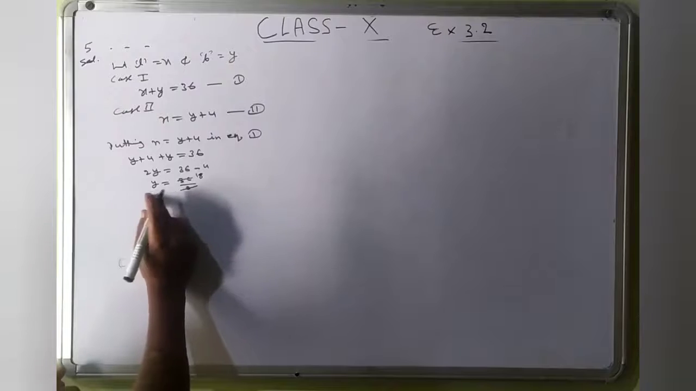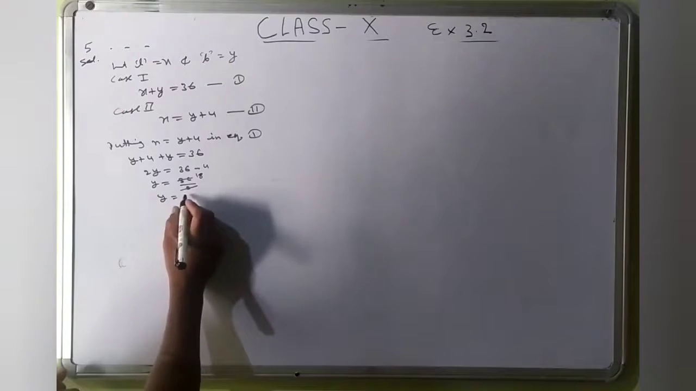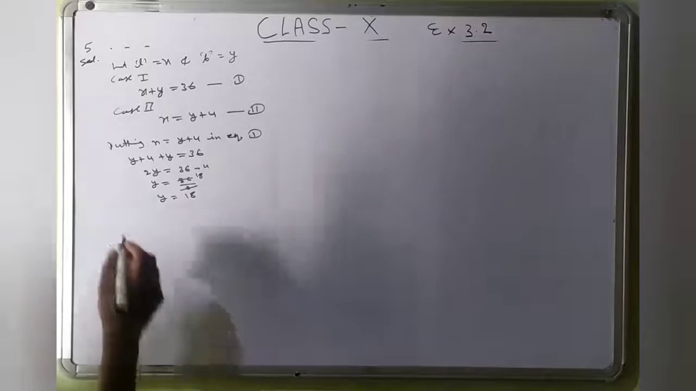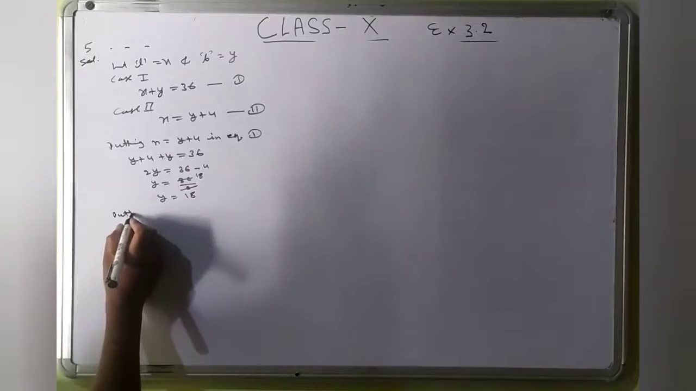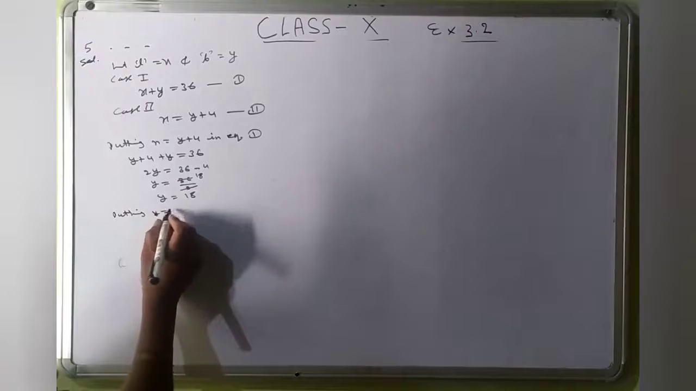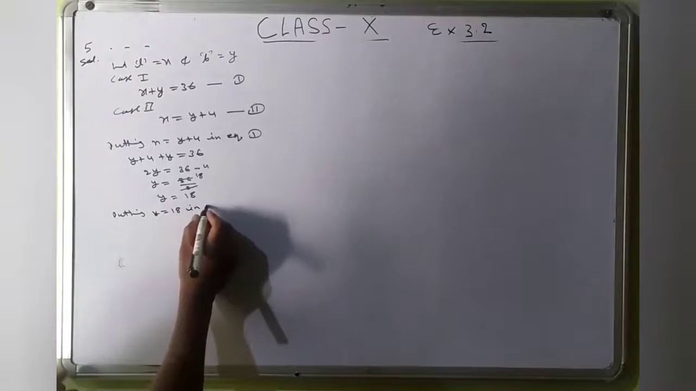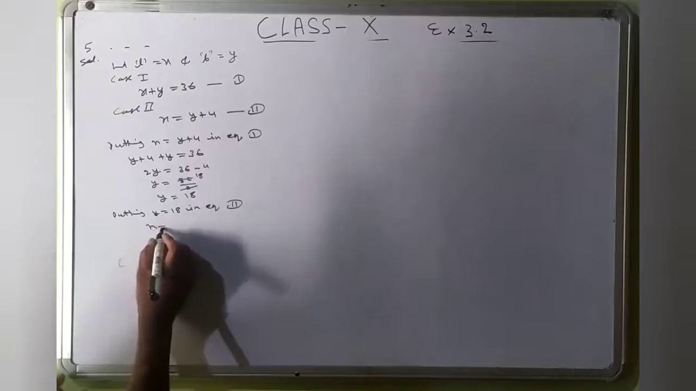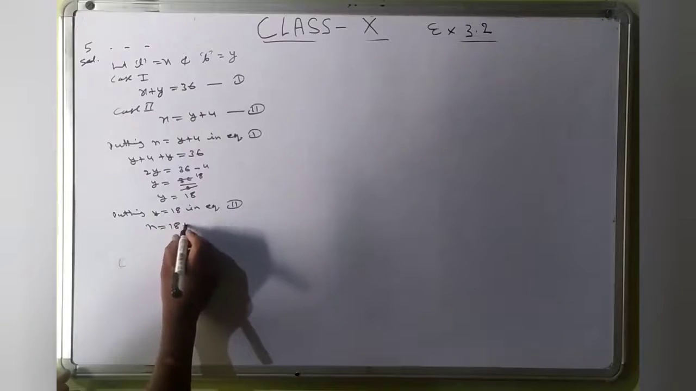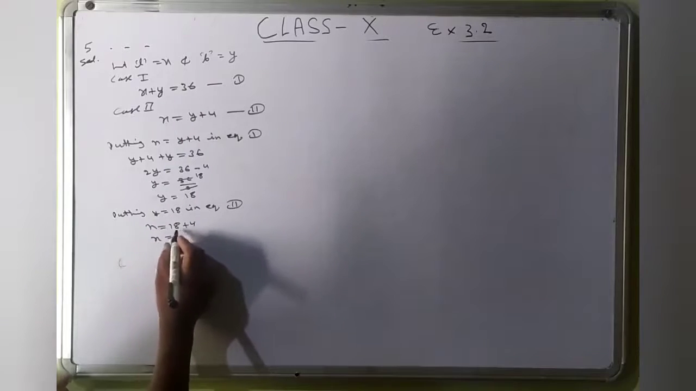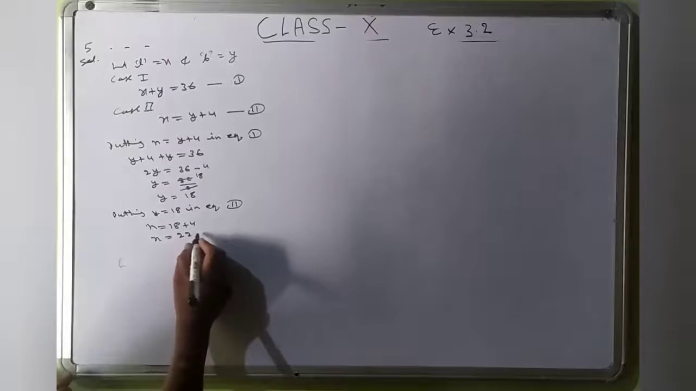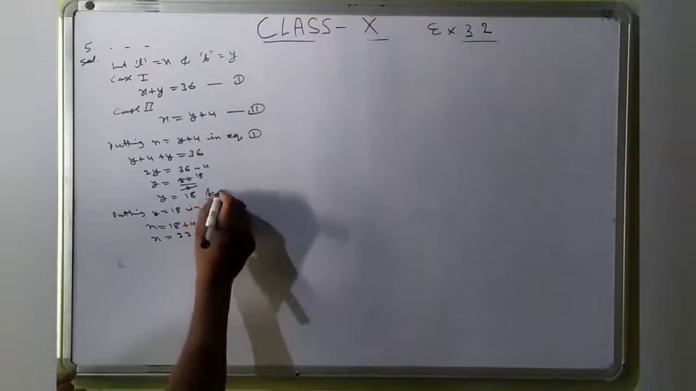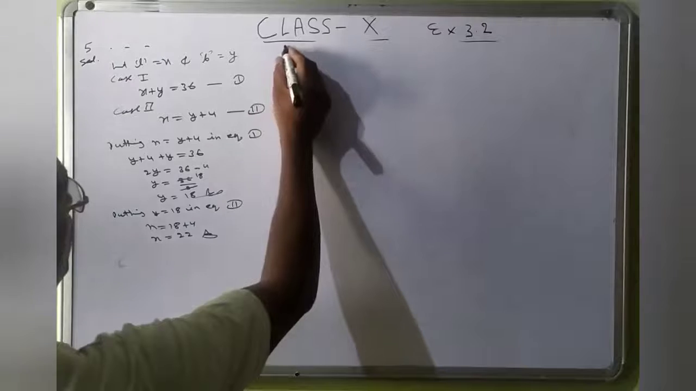So y is equal to 18, and then again putting y is equal to 18 in the second equation, x is equal to 18 plus 4, so x is equal to 22. These two are the answers. Question number 6.